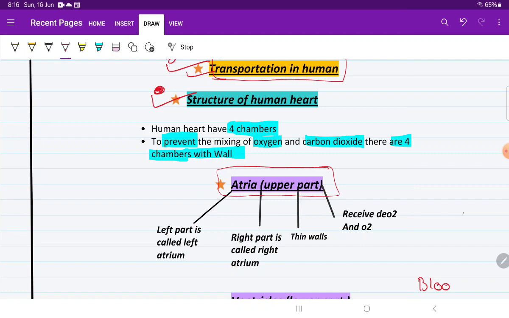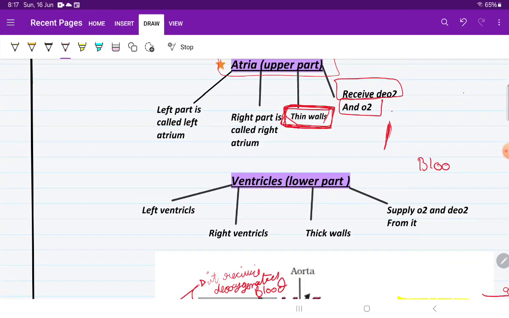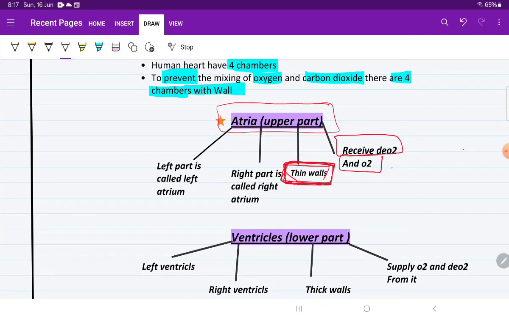It receives the deoxygenated and oxygenated blood, as I have told you earlier. They have thin walls, students. Very small walls, not thick, thin. And ventricles have thick walls. The right part is called the right atrium and the left part is called the left atrium. Left has O2 blood and right has CO2 blood.